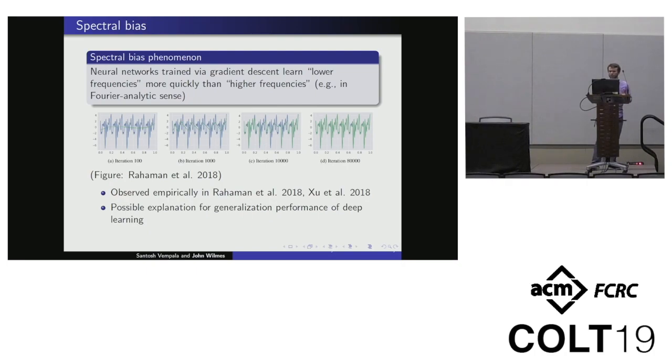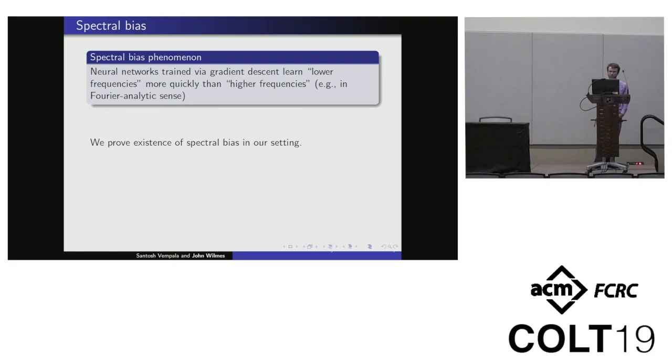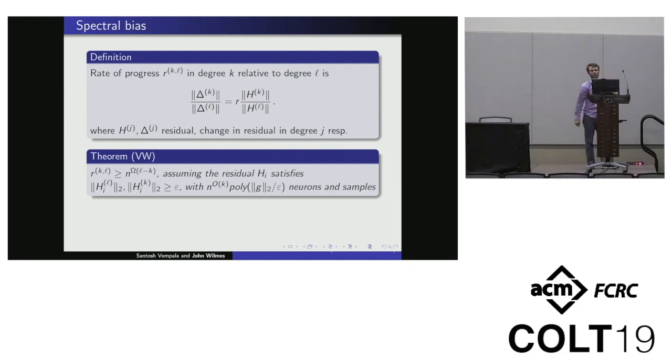And this was observed empirically, and it's a plausible explanation for the generalization capability of deep learning, because you might think that lower frequencies represent more stable patterns, while higher frequencies are more likely to correspond to just noise that you don't want to learn. And we prove that this phenomenon, in fact, occurs. Specifically, what we show is that if you look at the error in your residual in degree k relative to degree L, so in our sense, learning functions over the sphere, the relevant concept of a frequency is the degree of the corresponding harmonic expansion.